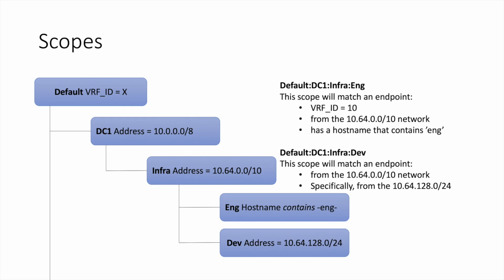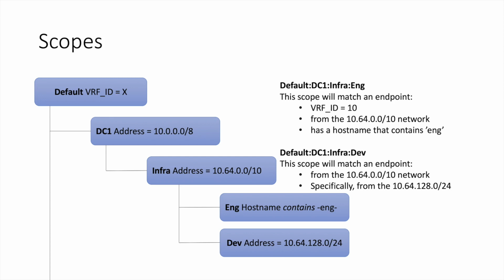We can split up those scopes a little more. Within that infra scope, we can create another child scope that is the dev scope. Within the infra, we could have a whole slew of other hosts that will not have the host name of ENG but live within a specific subnet. In this case, everybody in the 10.64.128.0 network is a dev address.